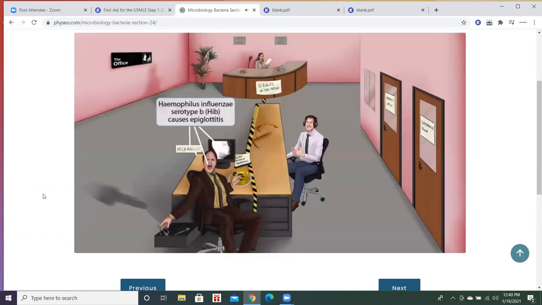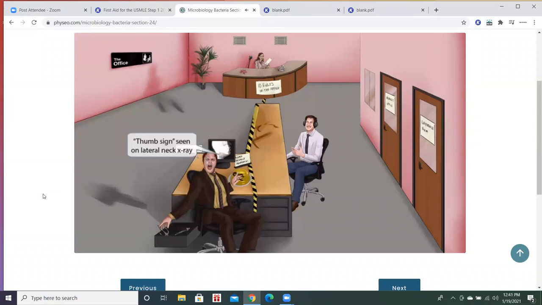To help you remember that H. flu causes epiglottitis, we've shown Dwayne opening his mouth widely and yelling, "Michael!" You'll also notice that we've shown an x-ray of epiglottitis on Dwayne's computer screen. Because this stuff is to the left of the tape, we can assume that we're dealing with the typable strain of H. flu, known as Haemophilus influenzae serotype B, or HIB. So HIB causes epiglottitis. The computer screen looks like the thumb sign, so it's here to help you remember that a thumb sign may be seen on a lateral neck x-ray.